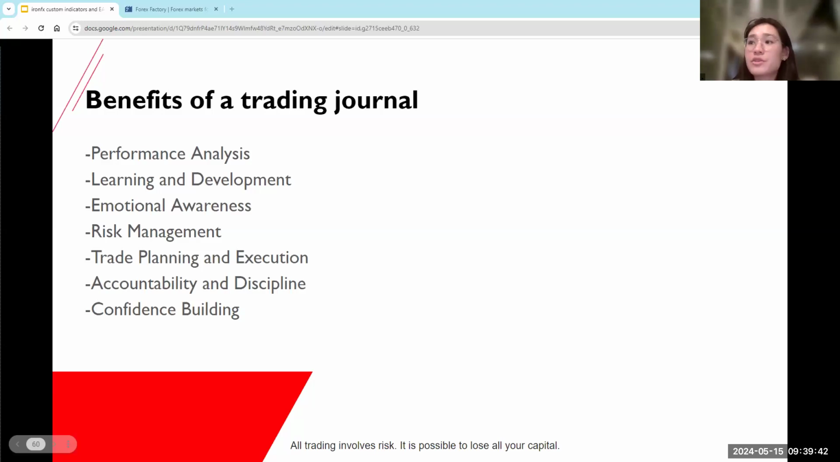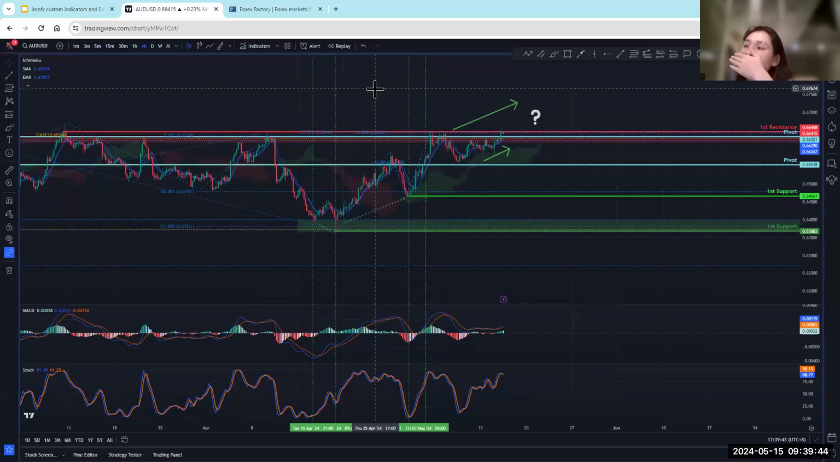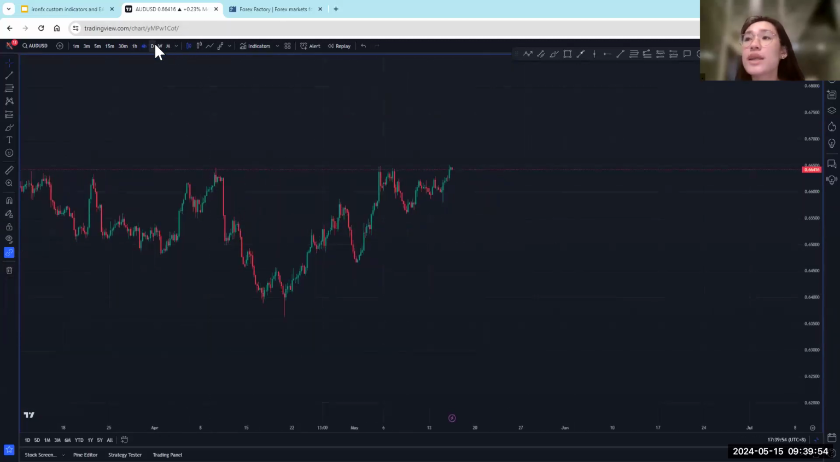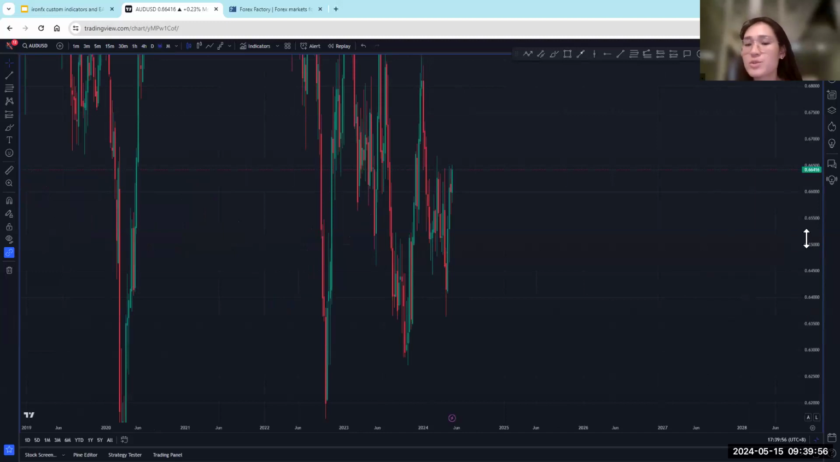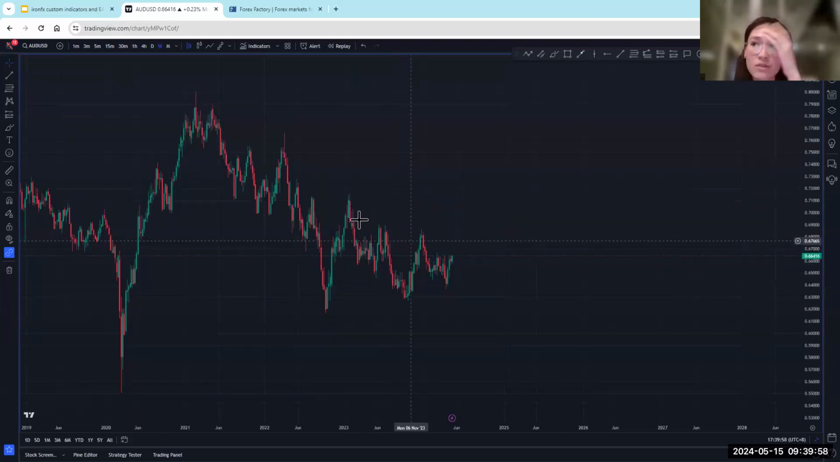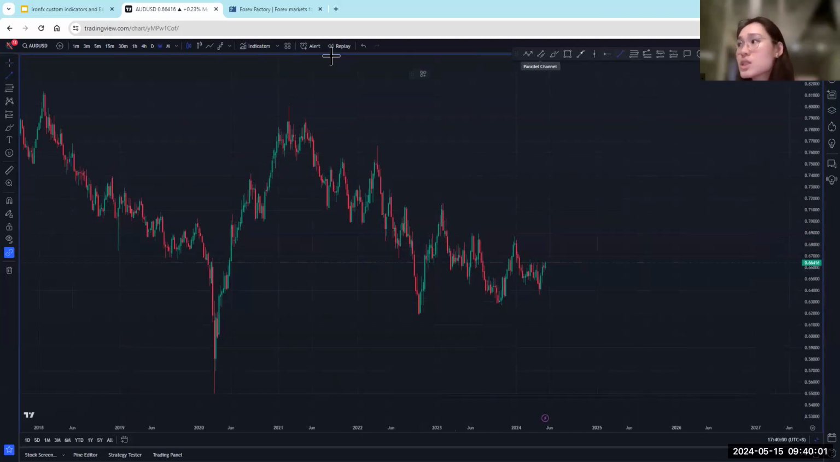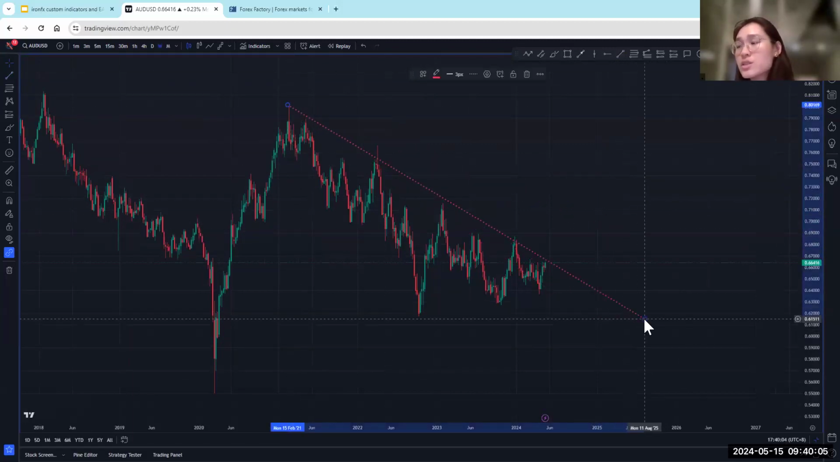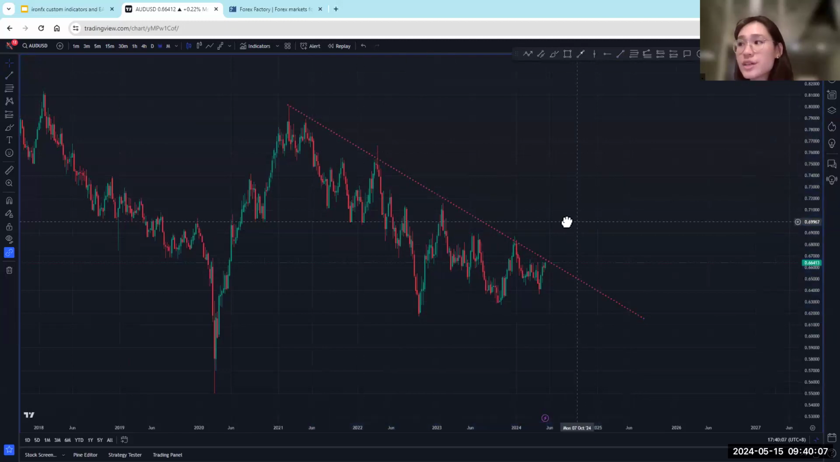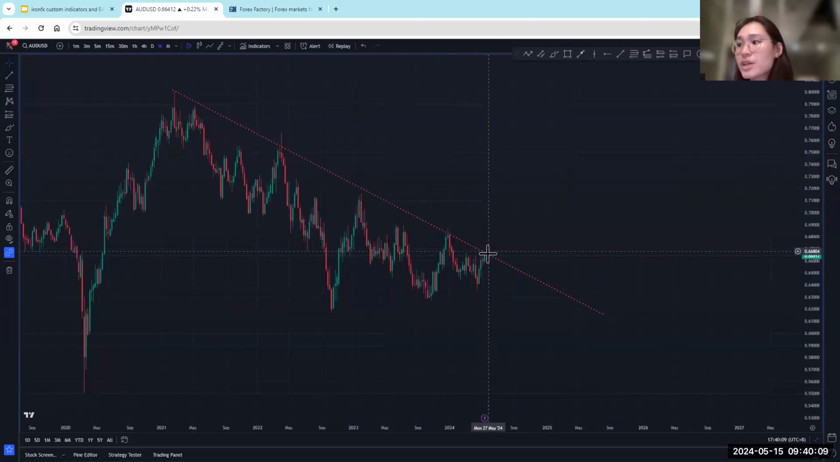Okay, I see we have a request for AUD. So let's take a look at that. I like to start off on our weekly time frame so that we get an idea of where prices are headed. On our Aussie dollar, you see prices moving in this descending trend line, and you can see price approaching the trend line again.